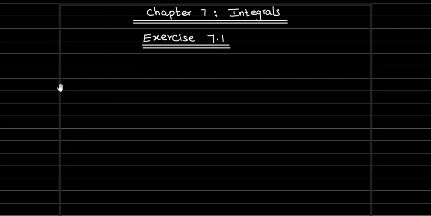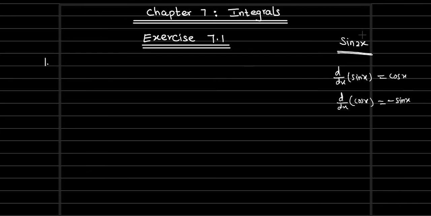So in this, the first one is given: sin 2x. I'll note it down on the side. So this is the first question. In chapter 5, we have learned derivative formulas, like sin x differentiation is cos x and cos x differentiation is minus sin x. So these things we have learned in chapter 5. Here they are asking us which function's differentiation will give us sin 2x. That is the question. So we need to find the relevant function.